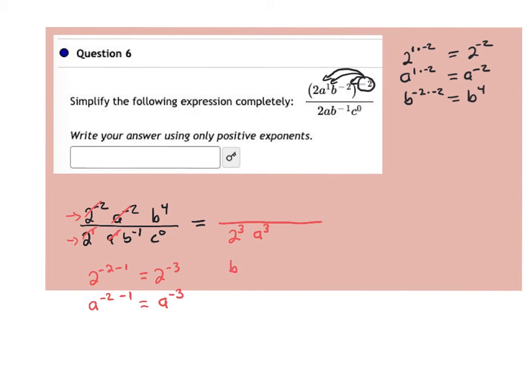My b, I have b to the fourth minus a -1. You add the opposite, that's b to the fifth. Since the exponent is positive, that goes on top.